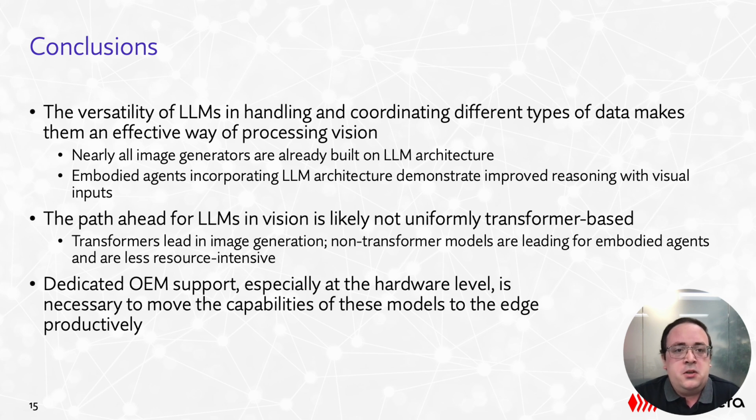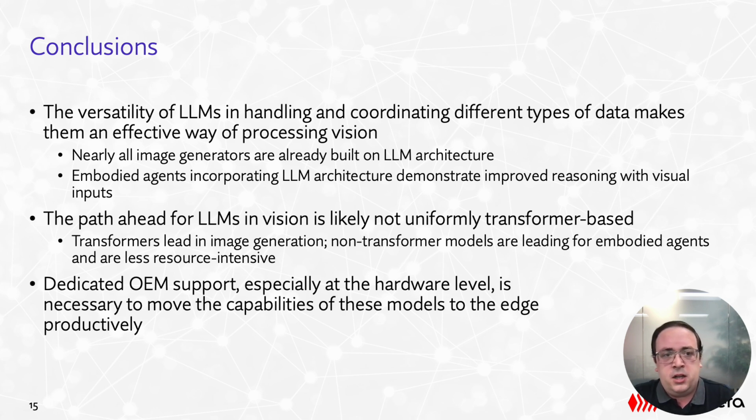So, to conclude, the versatility of LLMs in handling and coordinating different types of data makes them an effective way of processing vision. This means that nearly all image generators right now are already built on LLM architecture, and we can see that embodied agents such as self-driving cars are incorporating LLM architecture in order to reap the benefits of the improved reasoning and the improved data processing that you can get from using this kind of approach.